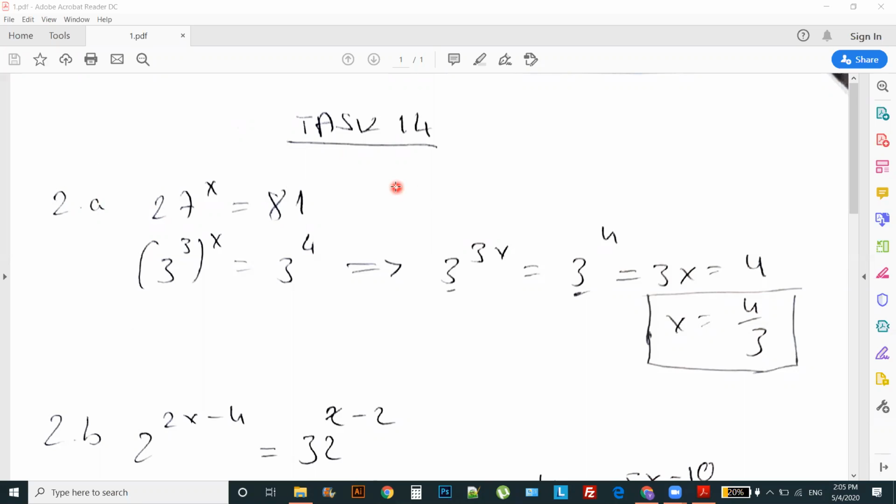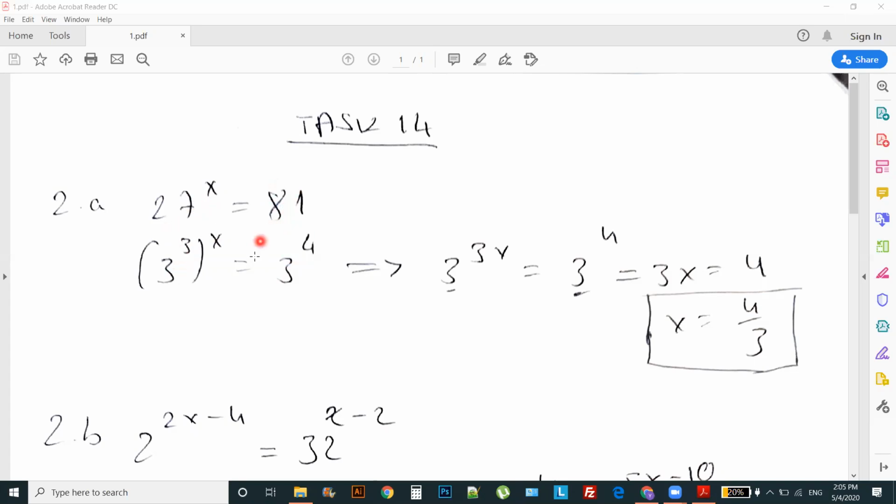All right, the question says 27 to the power of x equals 81. Now, how are we going to do this question? I need to know when I write this number 27 as an exponent, what it is going to be, and 81, when I write it as an exponent, what it is going to be. 27 is 3 to the power of 3, right? And 81 is 3 to the power of 4, because if 4 times you say 3 times 3 times 3 times 3, you will get 81.